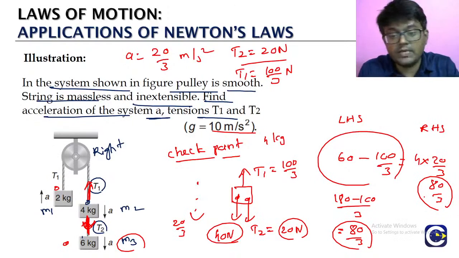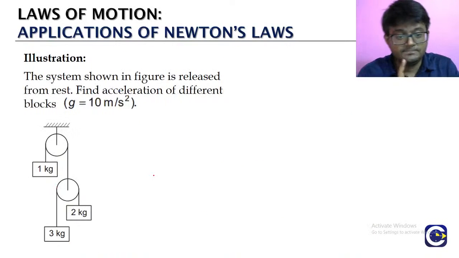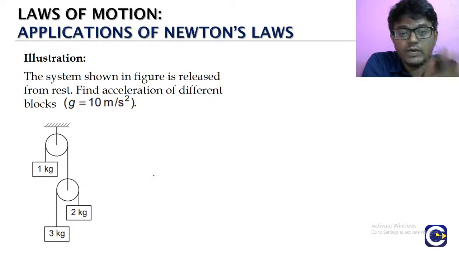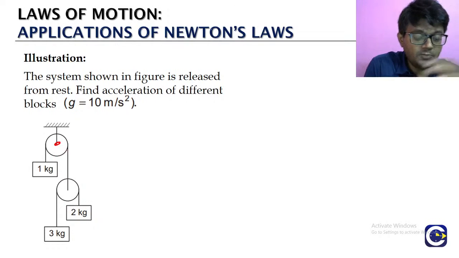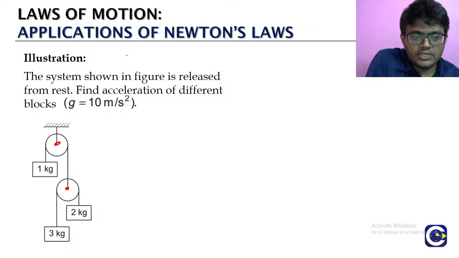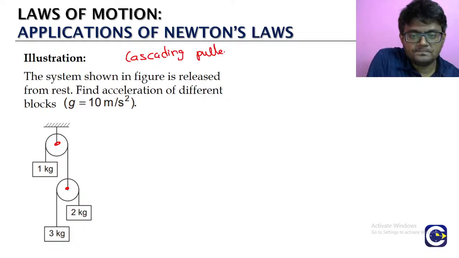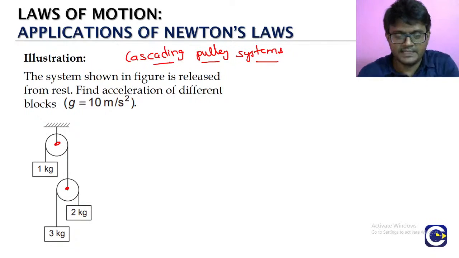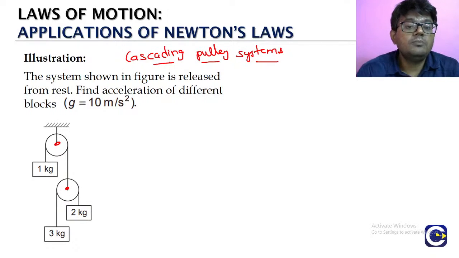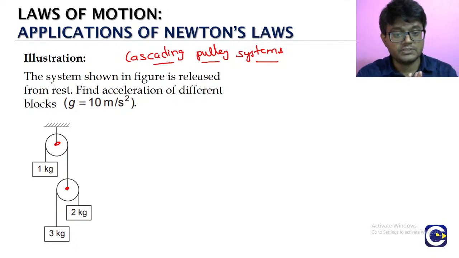Okay guys, so this is how we are going to approach a problem like this. Now this is another important one. Previously we were having only one pulley, but here you see there is a pulley connected to that, there is another pulley. These kinds of problems are called cascading pulley systems. What do we call them? Cascading pulley systems. Cascading means what? Like one coming below another. Cascading pulleys.